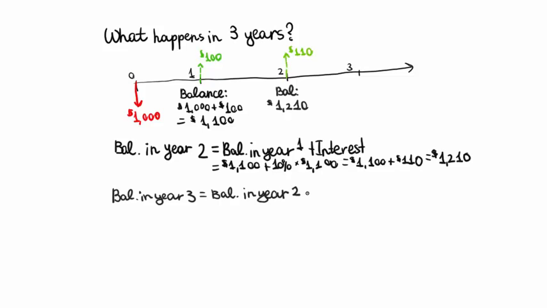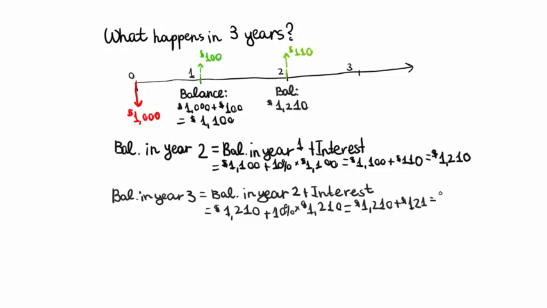Now, following the same logic, balance in year 3, we again look back 1 year and ask what was our balance in the previous year. We're going to calculate the interest based on the balance in the previous year. So 10% of the previous year balance, which is $1,210, is going to be $121 plus our original balance in year 2 of $1,210. So our final balance in year 3 is going to be $1,331.